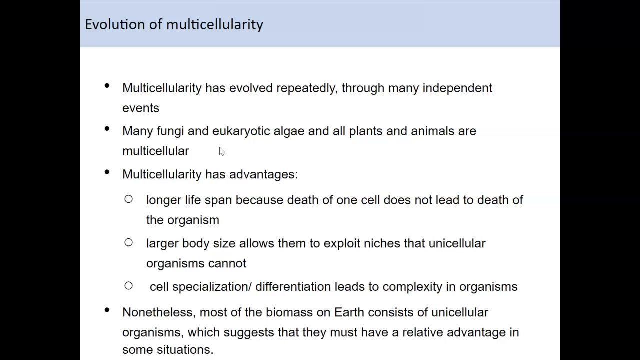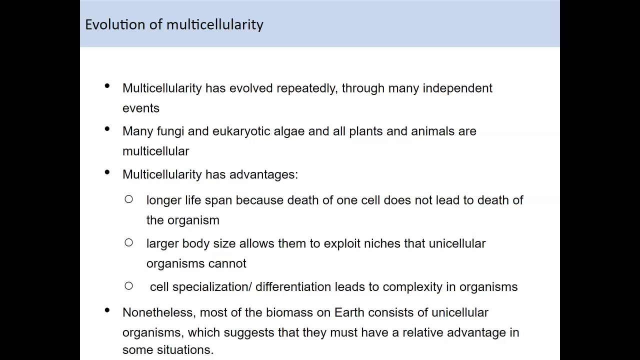Multicellularity does have advantages. Some of these advantages are listed below. They have a longer lifespan because when one cell dies, it doesn't lead to death of the organism. Whereas in a unicellular organism, it's only made up of one cell, so when that cell dies, the whole organism dies. So this lets eukaryotes live longer. Number 2, eukaryotes that are multicellular have a larger body size. This allows them to exploit niches that unicellular organisms cannot.